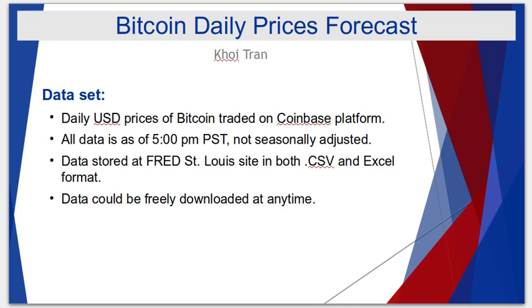For the dataset, we use the dataset from the Federal Reserve Bank of St. Louis. The daily prices in USD of Bitcoin trade on the Coinbase platform. All data is as of 5 p.m. Pacific Standard Time. It is not seasonally adjusted. Data was stored in both CSV and Excel format, and it is free to download at any time. So that's why we chose this dataset.